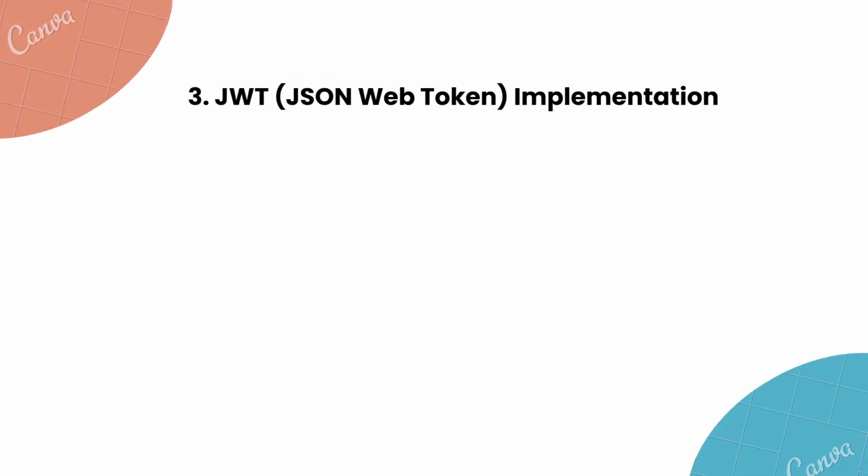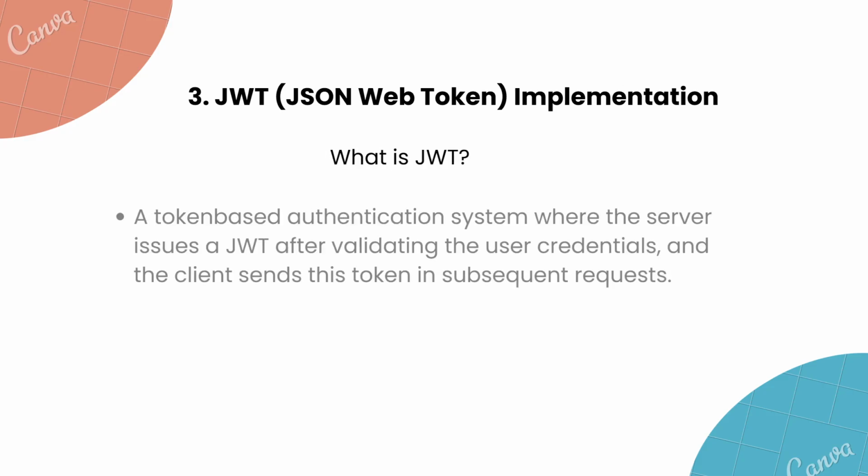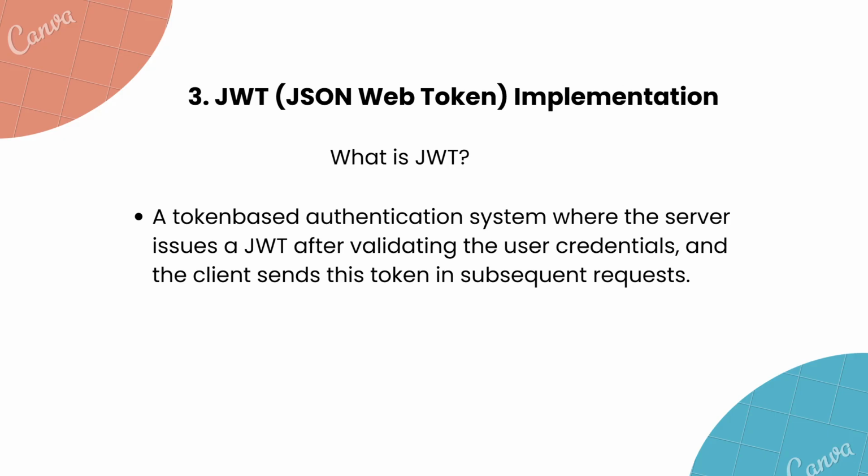JWT, JSON Web Token implementation. What is JWT? JWT is a robust solution for securing APIs and implementing stateless authentication. Implementing JWT in Spring Boot involves creating and validating JWTs for authentication and authorization in a secure and stateless manner. It is a token based authentication system where the server issues a JWT after validating the user credentials and the client sends this token in subsequent requests.